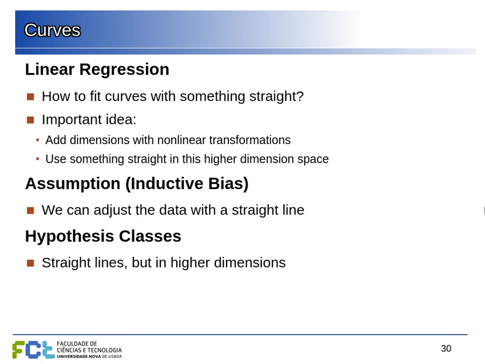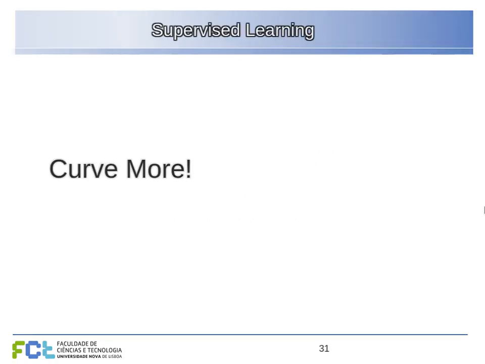So basically what we're doing here is that we are keeping the same sort of inductive bias. That is, we are assuming that we can adjust things by a linear regression, but since this doesn't work in the original dimensions, we are going to add dimensions with nonlinear transformations and then keep using the same kind of linear, straight hypothesis to adjust to the data. So we are changing hypothesis classes by just adding new dimensions, but always keeping things straight. And this is what we can do to add more curvature to our hypothesis.